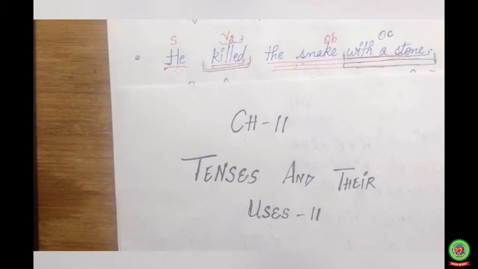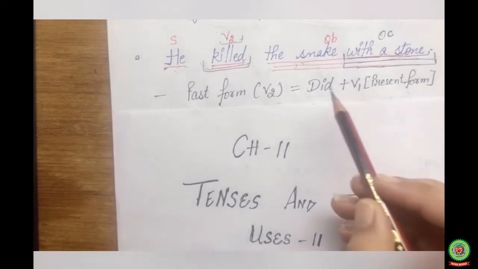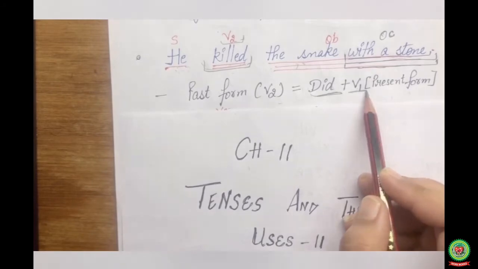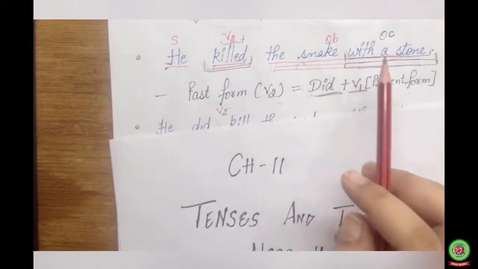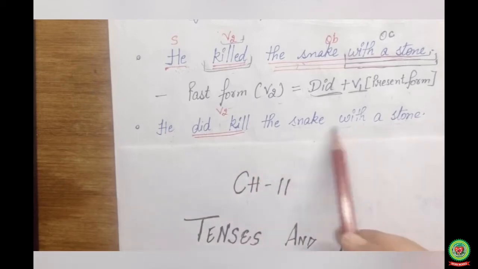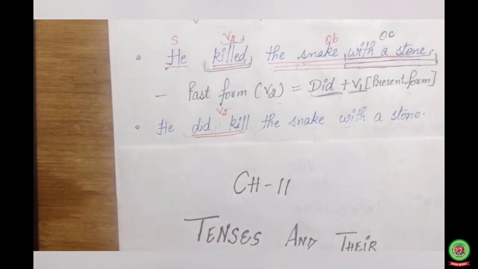Now, the problem will be when you have to change it to negative form. You always need a helping verb when you have to change a sentence into a negative form. So here we don't have any helping verb. So students, keep this thing in mind that your past form is always equal to did plus your present form, that is V1, means killed is equal to did plus kill. See the same sentence, I can say: he did kill the snake with a stone. We never use this while speaking, but this is helpful while changing a sentence into negative form.